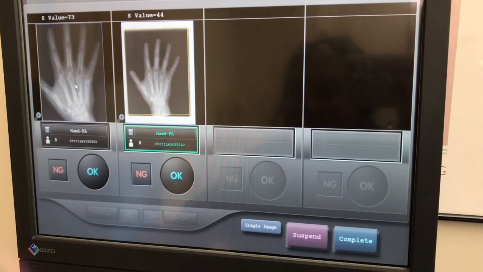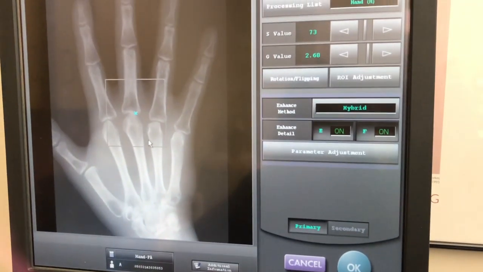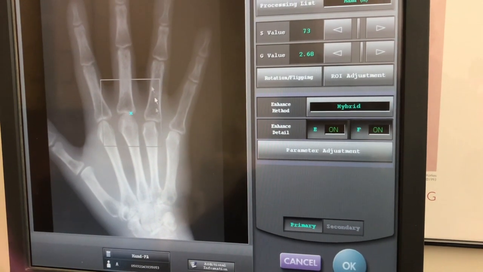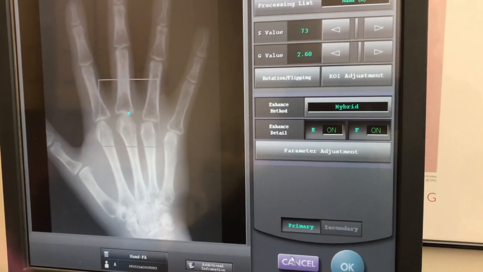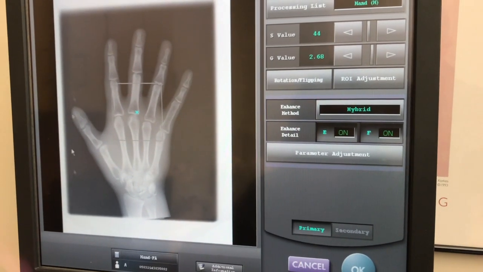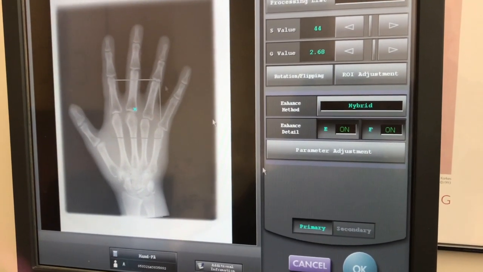Now, as you can see with this first image, this is with increased OID. Look how the image is greatly magnified. The hand barely fits on the plate. With image 2, with minimal OID, you get the entire hand. This is what they want.